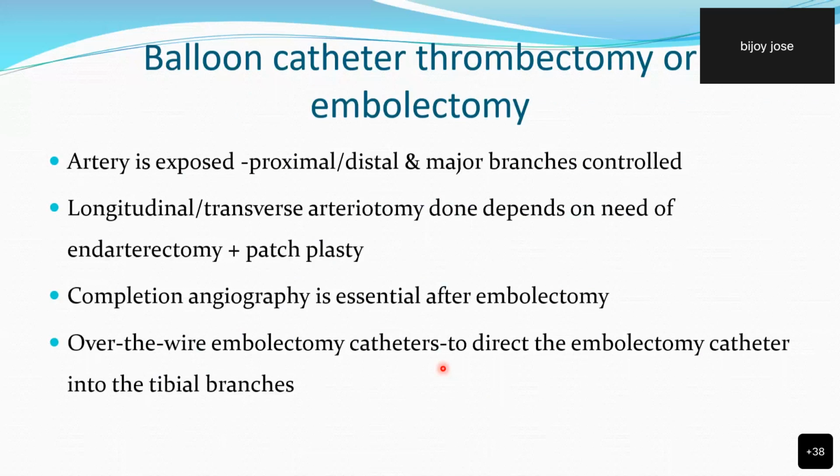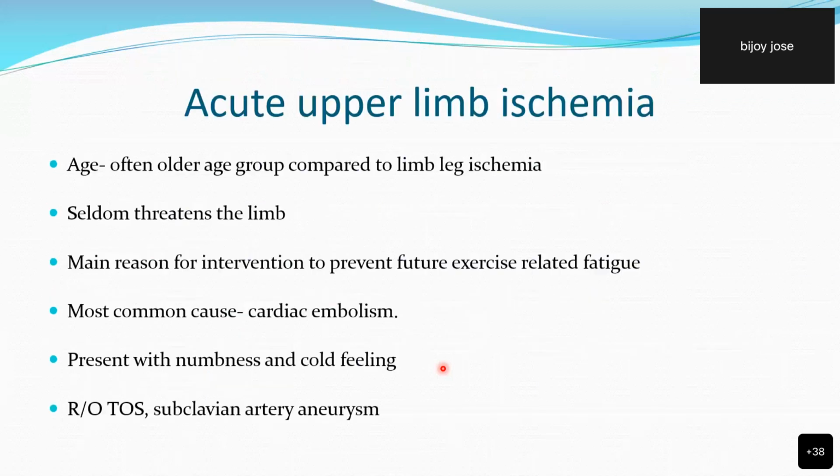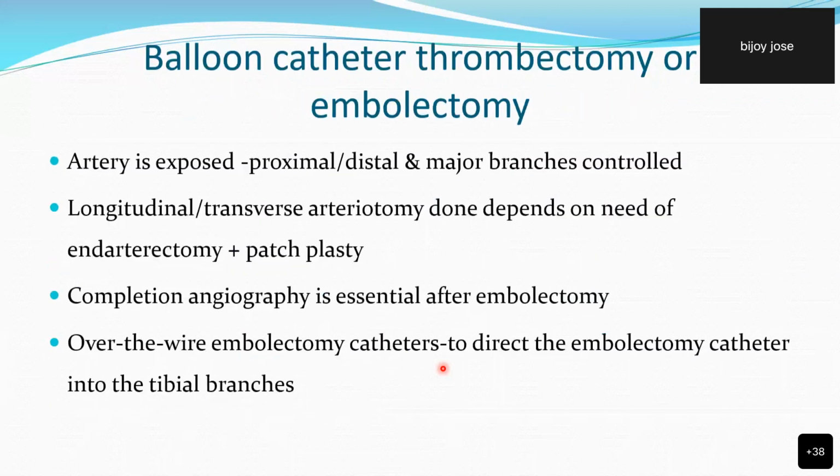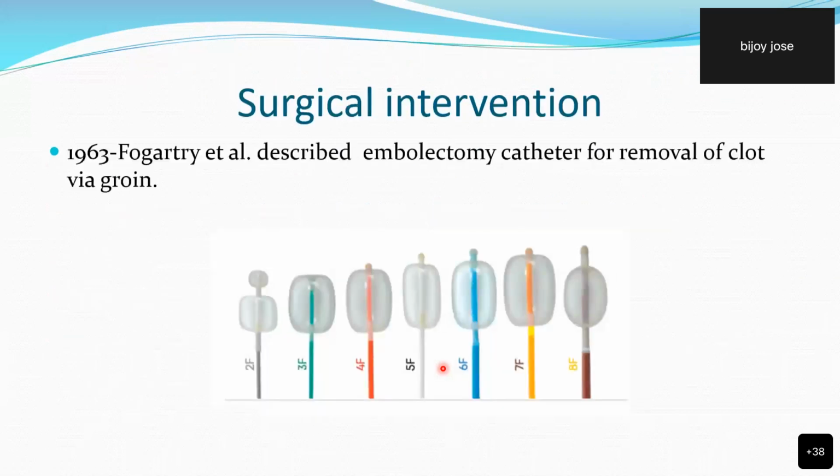Completion angiogram. So we retrieve the thrombus with the embolectomy catheter. We do a completion angiogram after embolectomy. And sometimes if we have difficulty negotiating the catheter across the lesion, then we can use an over-the-wire embolectomy catheter to direct the embolectomy catheter into the tibial branches. So this is in general about the surgical options.